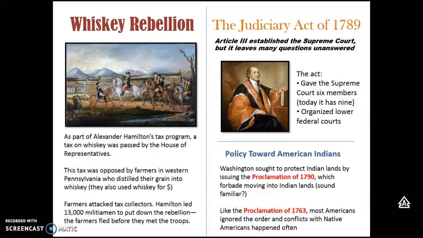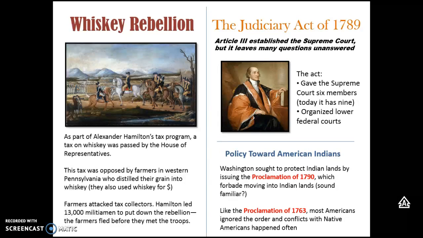So looking at the Whiskey Rebellion: as part of Alexander Hamilton's tax program, a tax on whiskey was passed by the House of Representatives. This tax was imposed on farmers in western Pennsylvania who distilled their grain into whiskey. They also used whiskey for money. Farmers attacked tax collectors. Hamilton led 13,000 militiamen to put down the rebellion. The farmers fled before they met the troops.